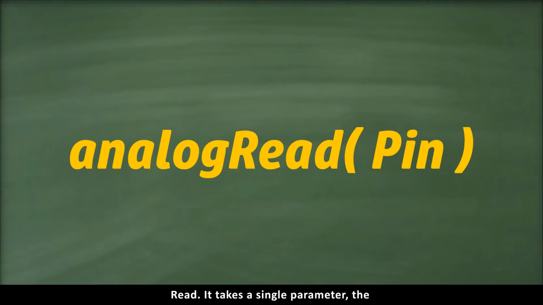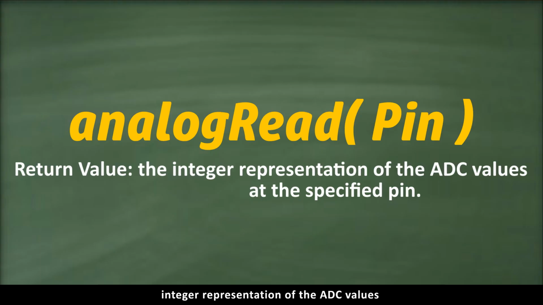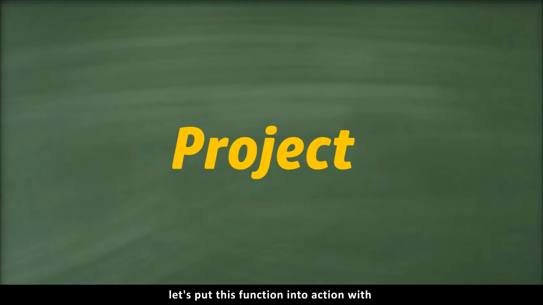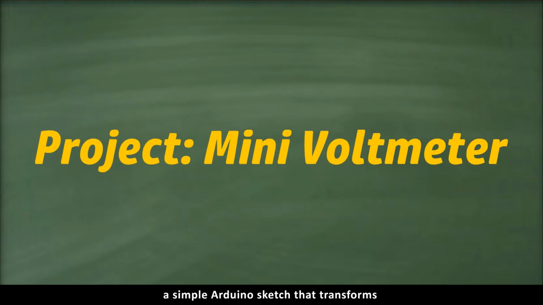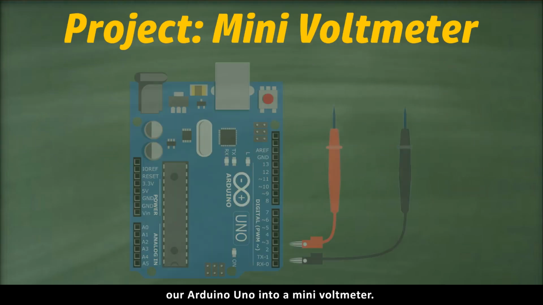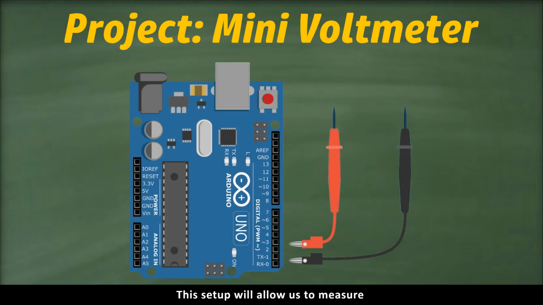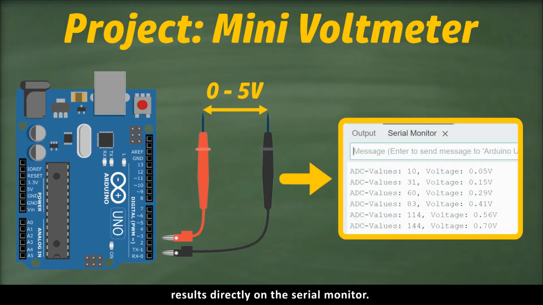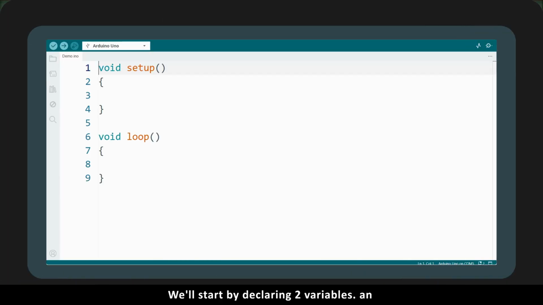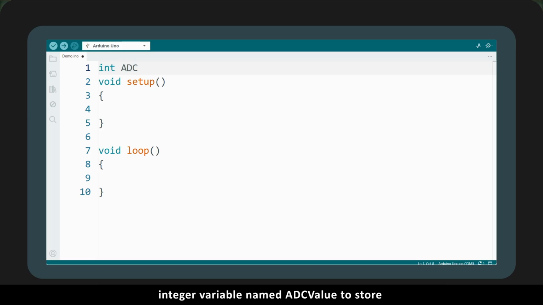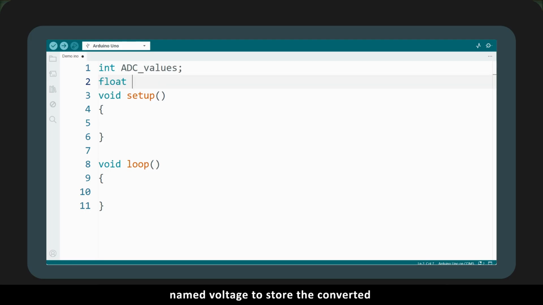It takes a single parameter, the analog pin number, and returns the integer representation of the ADC values at the specified pin. Now, let's put this function into action with a simple Arduino sketch that transforms our Arduino Uno into a mini voltmeter. This setup will allow us to measure voltages up to 5 volts and display the results directly on the serial monitor. We'll start by declaring two variables, an integer variable named ADC value to store raw ADC readings, and a float variable named voltage to store the converted voltage values.